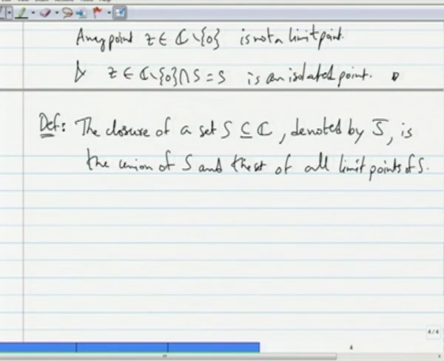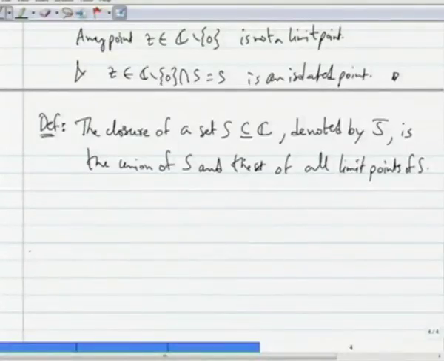So, the first thing we want to know is whether S bar by this definition is a closed set. We are calling it a closure, but we want to know whether it is really a closed set. So, I will prove a proposition which says that S bar is closed, but first an example.